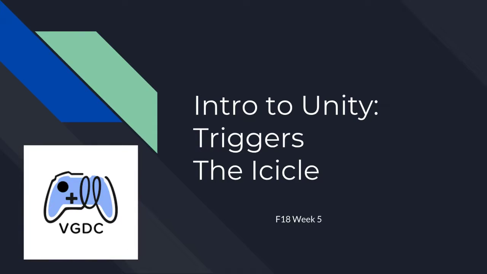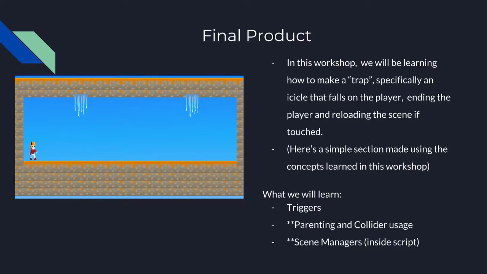How to use the icicle in the project. The main idea of this workshop is Unity's concepts on triggers, parenting and colliders, as well as a scene manager, which we will be using in the script.